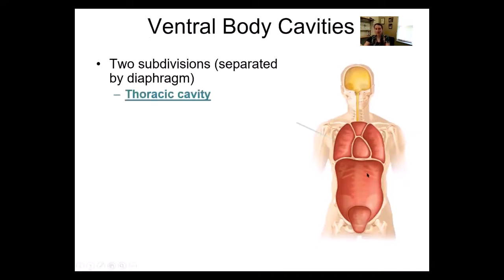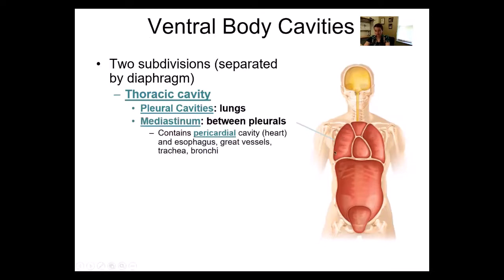The ventral body cavities are divided into the thoracic cavity, which is superior to the diaphragm, which would be right here. Within the thoracic cavity, we have not one, but two pleural cavities, right, around each of the lungs. And between each of the lungs is the pericardial cavity encasing the heart. And we can see this extra little space up here. That is actually the major blood vessels, superior vena cava, the aorta. Also, it is your trachea, your bronchi, your esophagus, all of these major vessels, major tubes going to or from the heart or behind the heart.